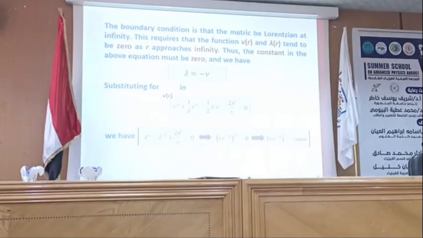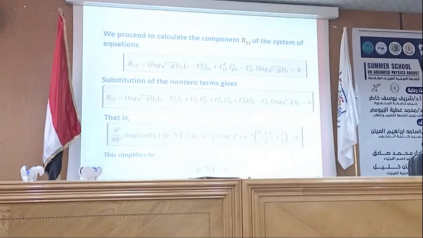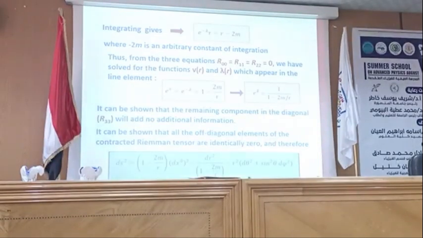Previously, we found the same equation equal to a constant. Now, the same equation equal to 1. That means the constant is equal to 1. With this constant equal to 1, I can integrate this equation, and I will get this quantity here: e to the minus lambda r equal to r minus 2m. Now this is a constant of integration.